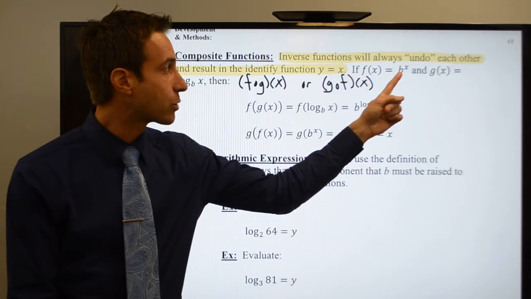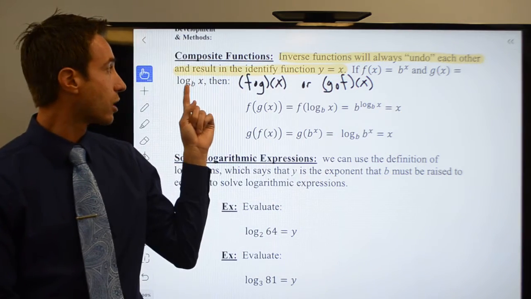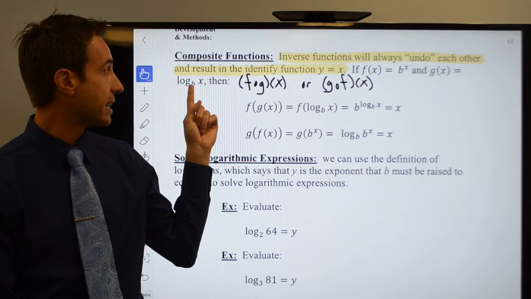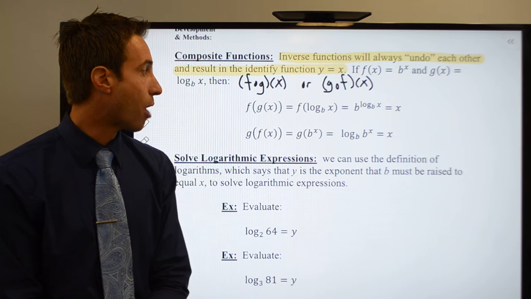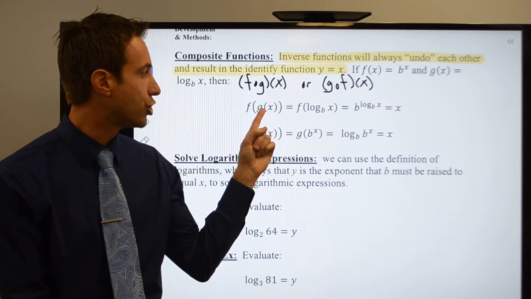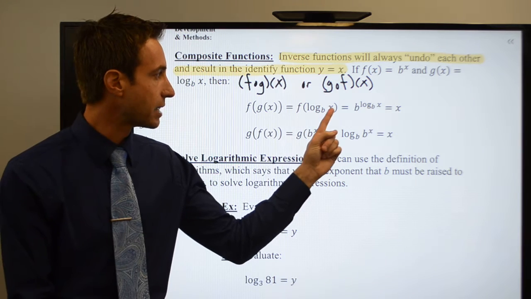I have f of x, which is an exponential, b to the x. I have g of x, which is the logarithm, log base b of x. Now, if I go ahead and do the composite function, I'm going to plug g of x into f of x. So g of x is log base b of x.